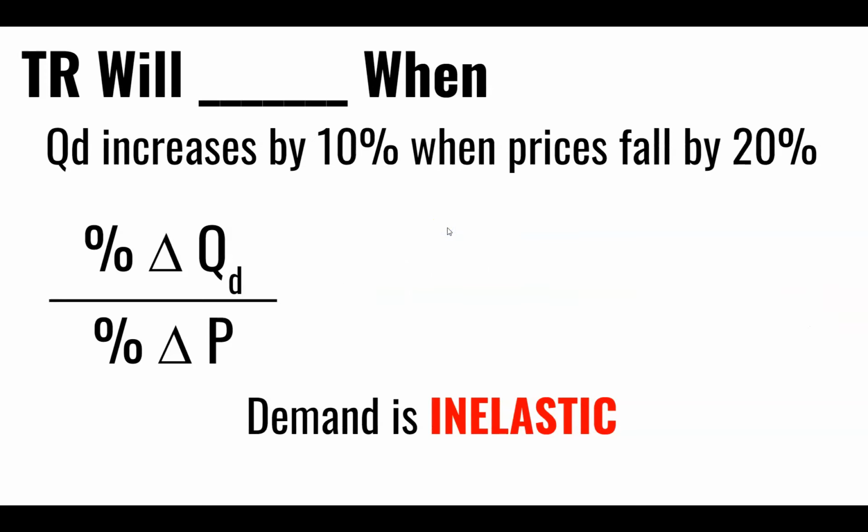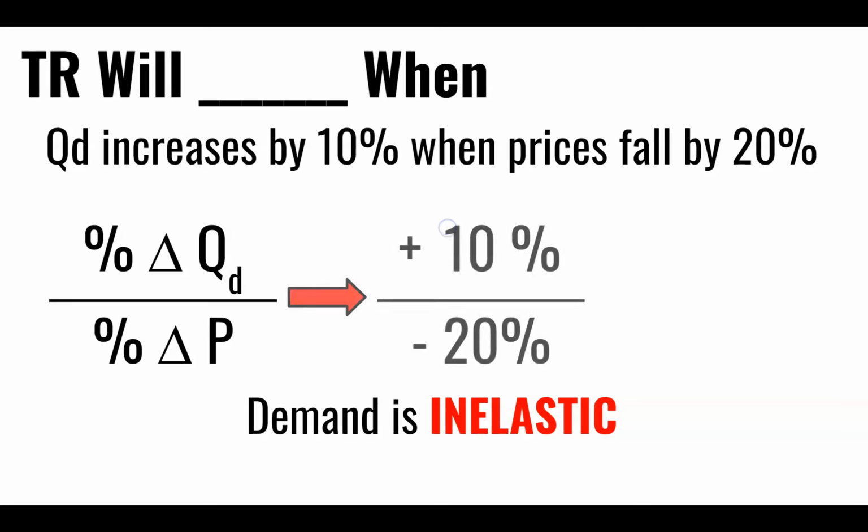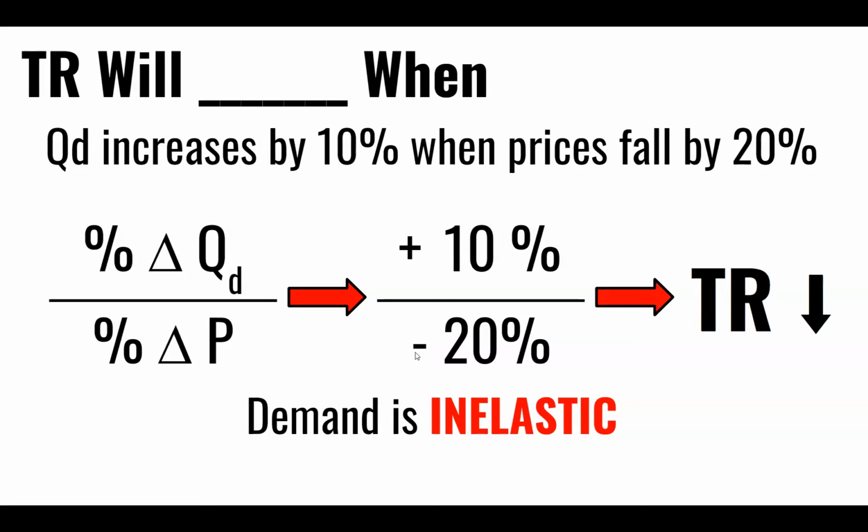And finally, we've got quantity demanded increases by 10%, prices fall by 20%. Hopefully you're getting good at this. Plug the numbers in. 20 is bigger than 10. 20 is negative. Total revenue drops. When total revenue drops with a drop in price, demand must be inelastic in nature.